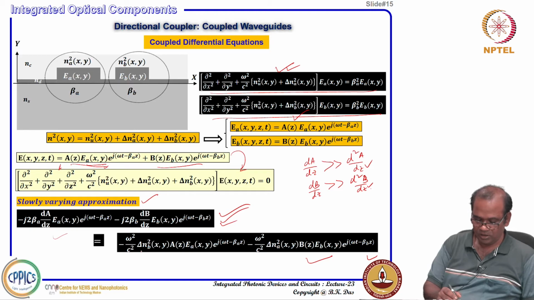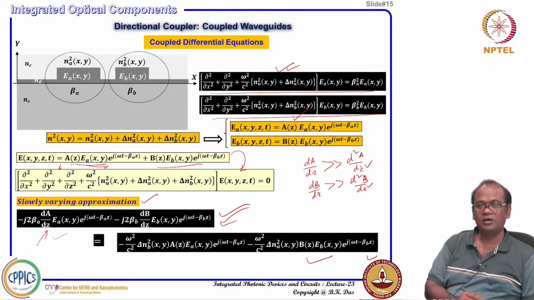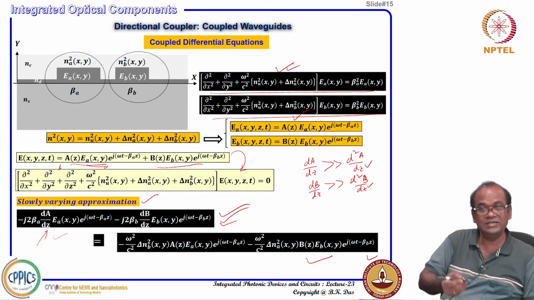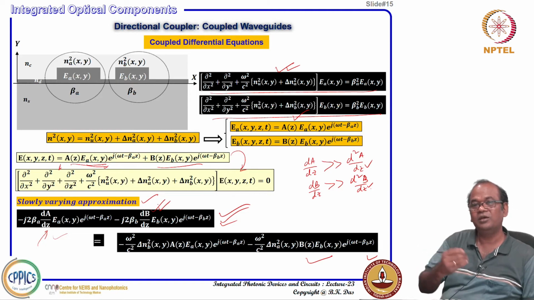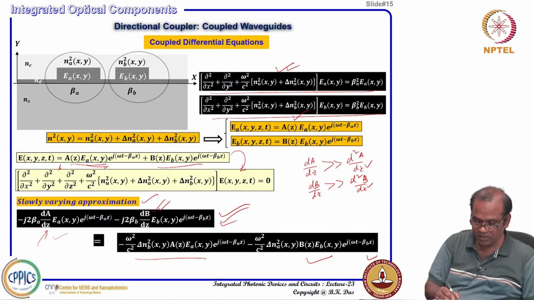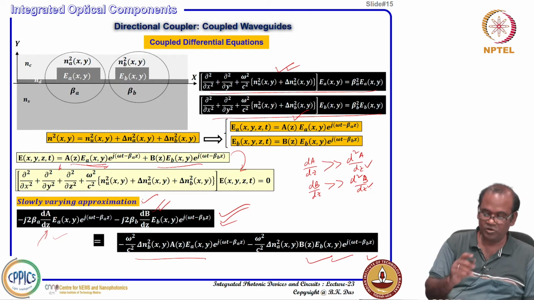So far so good. On the left hand side you see the evolution term of the field dA by dz in waveguide A. Also it is coupled, another term is there, the evolution of waveguide B. On the right hand side you see some kind of perturbation term, delta N_B squared, because of the waveguide presence, delta N squared. This is something we get. In this type of situation, the slowly varying approximation is considered.